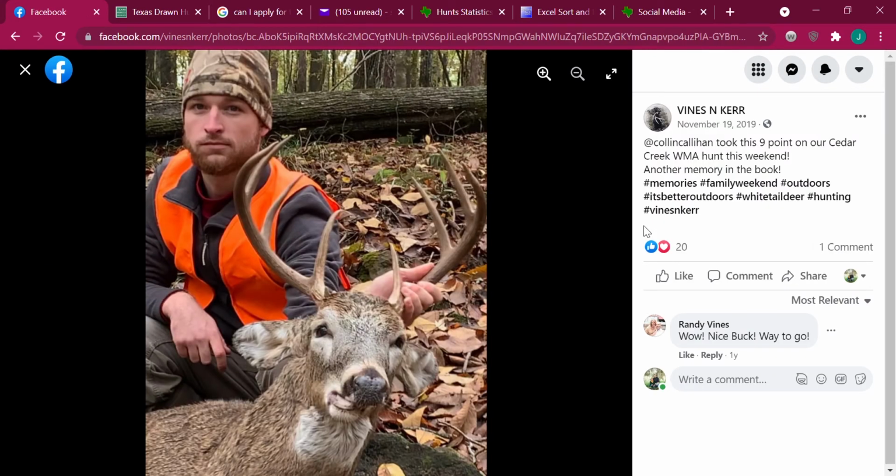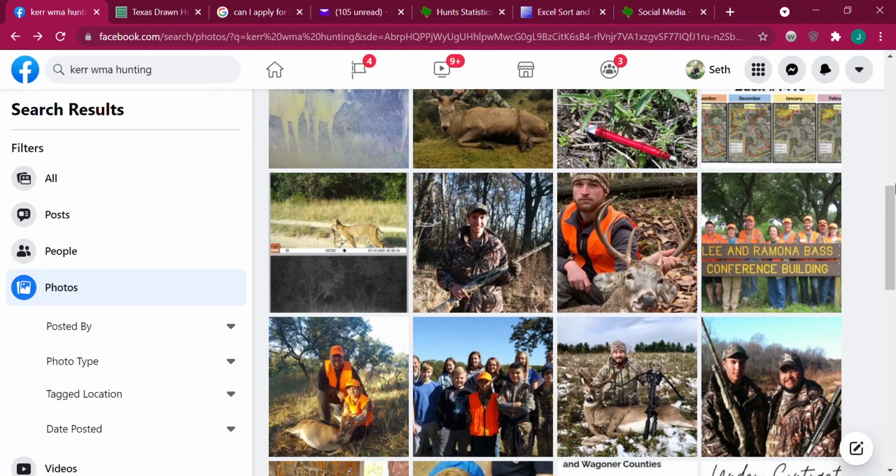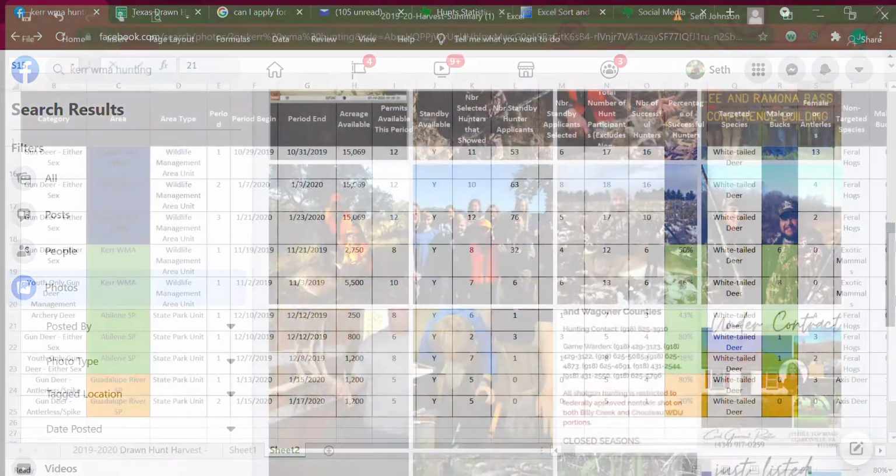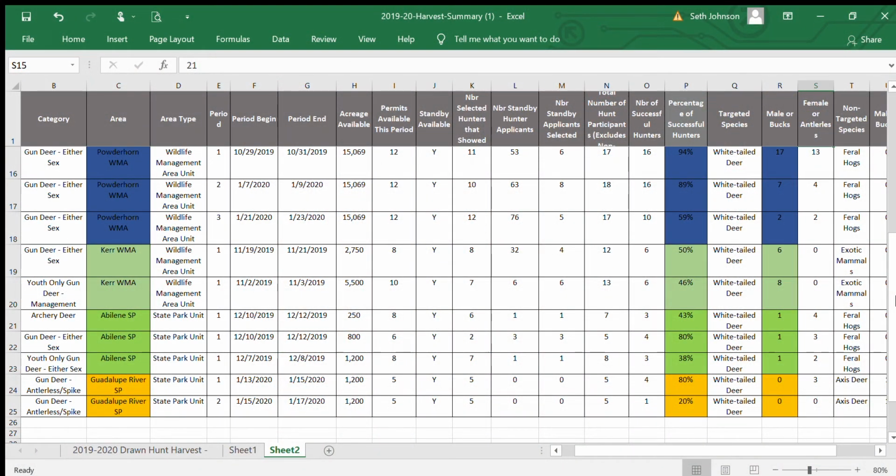6 bucks, 8 bucks, 0 does. People are dropping those bucks from 11/19 to 11/21, 6 bucks, no does. You're looking at 11/2 to 11/3, 8 bucks out of 10 permits. Well, 7 hunters showed up. Look at that, it says 8 bucks. Well, they had some standby applicants that were selected. So you're talking about a 46% success rate, 50% success rate, 6 bucks. Beautiful area, Texas Hill Country at its finest. I promise you, you will not be disappointed with a hunt like that.